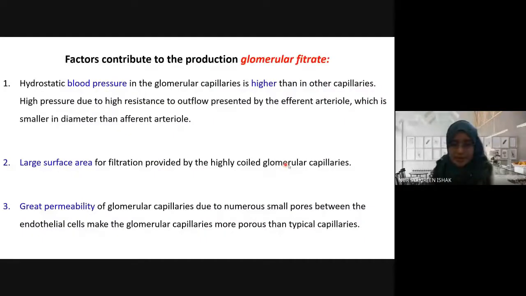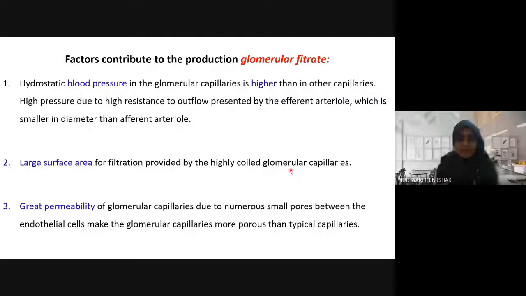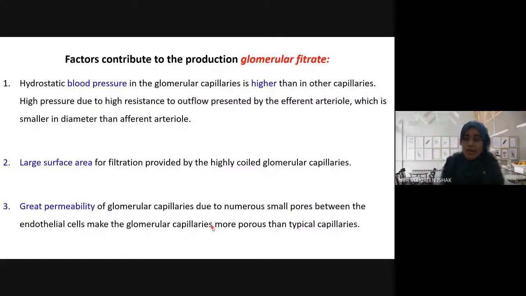Okay. So a large surface area for filtration provided by the highly coiled glomerular capillaries. So that is the purpose of having a highly coiled glomerular capillary. So it presents a high surface area so that more filtrate can be formed in the Bowman capsule. Okay. So number 3, great permeability of glomerular capillary due to numerous small pores between the endothelial cells, making the glomerular capillary more porous than typical capillaries. Please take note that this is one of the favorite questions that will usually come out during the exam.